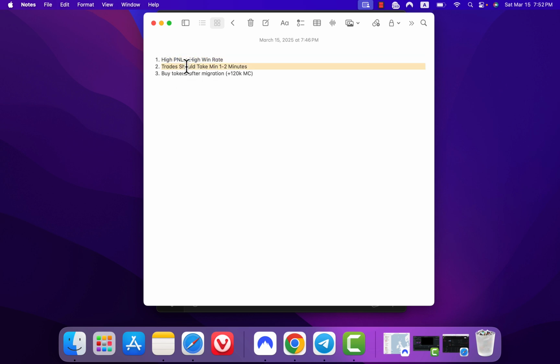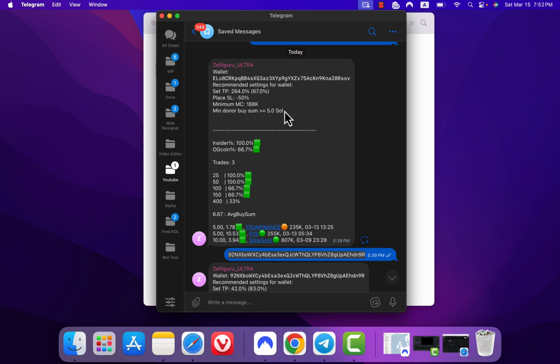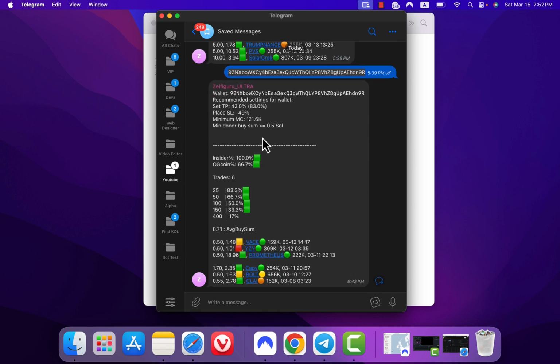Their trades should take minimum 1 or 2 minutes. This is the minimum duration. And this is the important thing. This is the similarity with the ultra wallets. We buy tokens after migration. Usually I set the minimum market cap at $120,000 market cap. And you can see the same thing on ultra wallets. For example, for this one, $188,000 is the minimum market cap. Or let's say this one, the minimum market cap is $121,000.